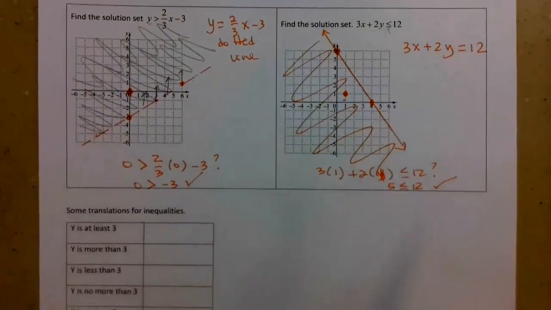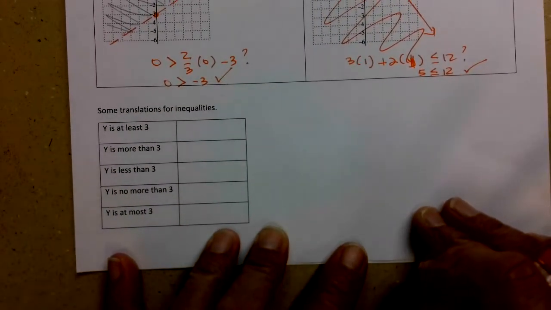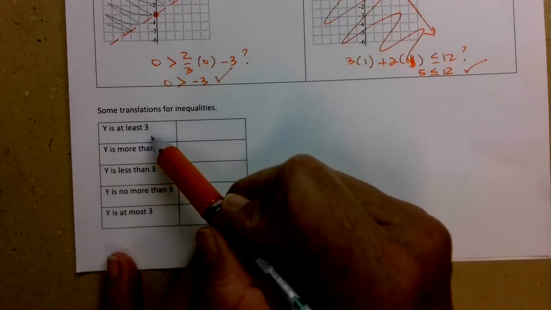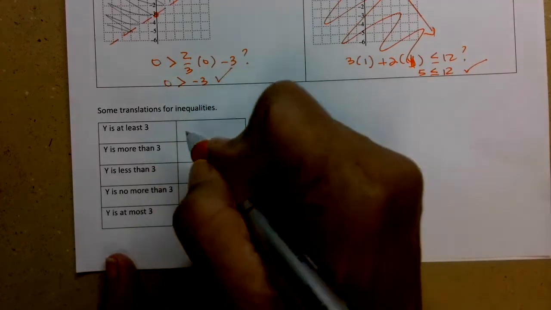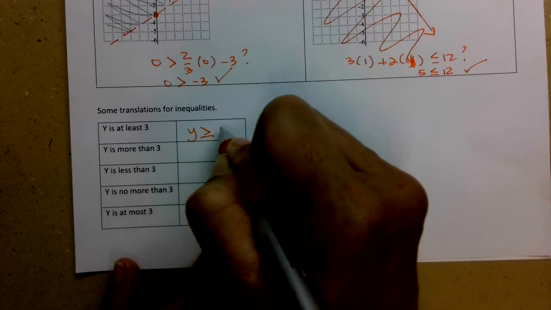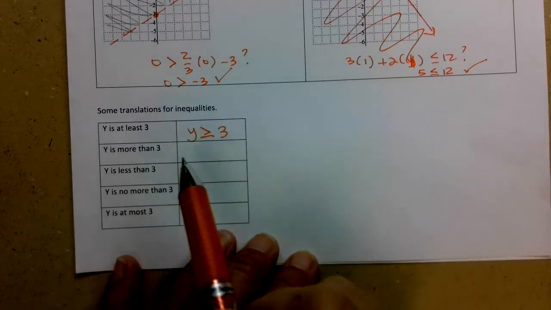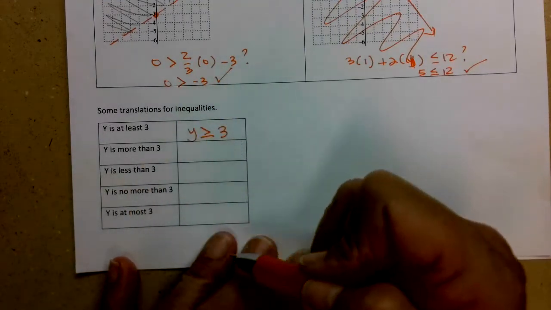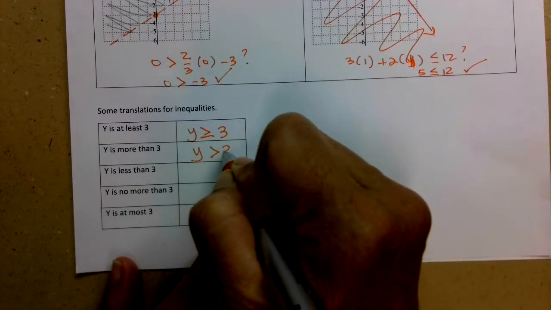Okay, so before we're done, I just want to do a quick little review of some of the translations you'll want to know. So y is at least 3. So at least means 3 is included, but it's 3 or bigger. So that is y is greater than or equal to 3. So at least, greater than or equal to. Versus y is more than 3. So that means it can't be 3. It's actually more than 3. So that would be y is greater than 3.